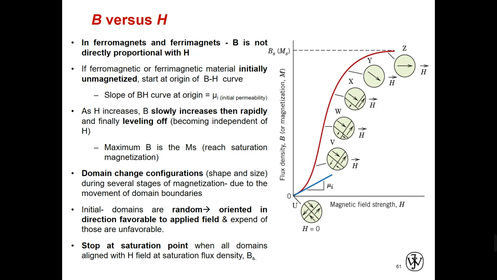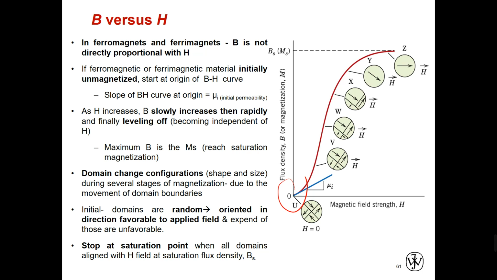But if ferro and ferrimagnetic materials are initially unmagnetized, it will start at the origin of the BH curve here, 0,0. The slope of the BH curve at the origin is equal to μi, which is the initial permeability. As H increases to the right-hand side, B slowly increases, then rapidly, and finally levels off, becoming independent of H. Maximum B is the MS as it reaches saturation magnetization.